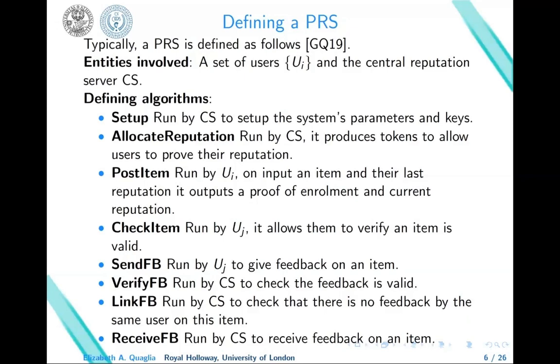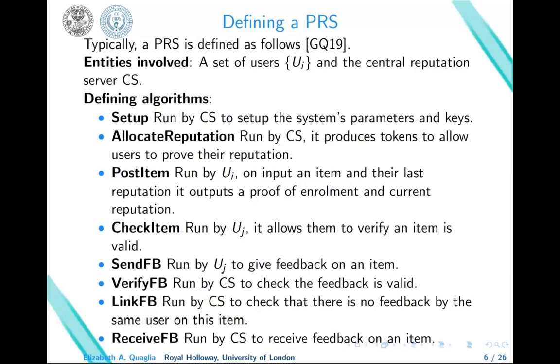Obviously, there's a setup algorithm, which is run by the central server to set up the system's parameters and keys. There's a very important allocate reputation algorithm, which is run by the central server, ultimately to produce a token that would allow users to prove what their reputation is. And then the other algorithms are divided into algorithms that deal with the service or the item that users want to provide to the system, and the feedback that is given by other users on this service or item.